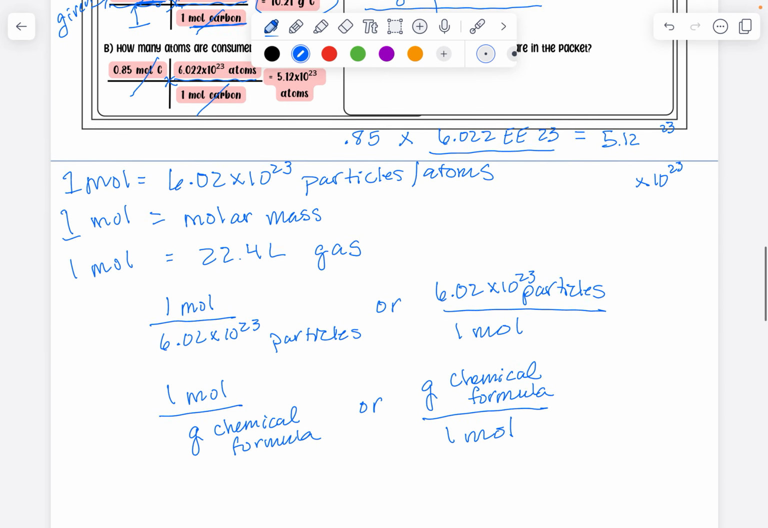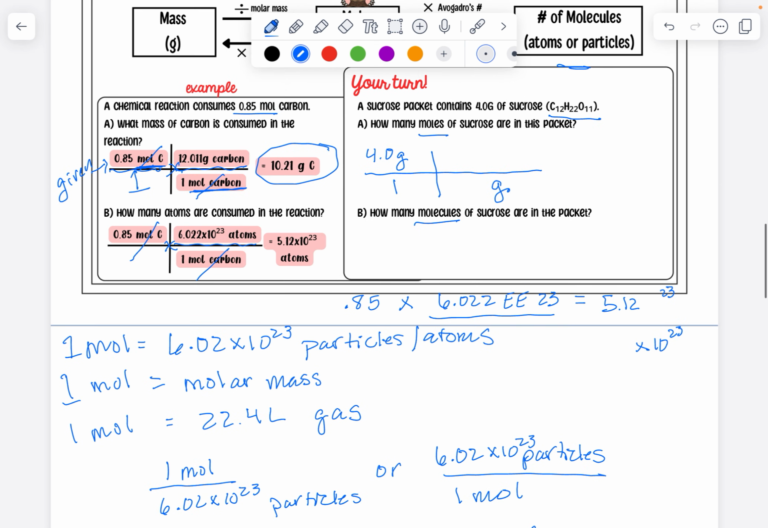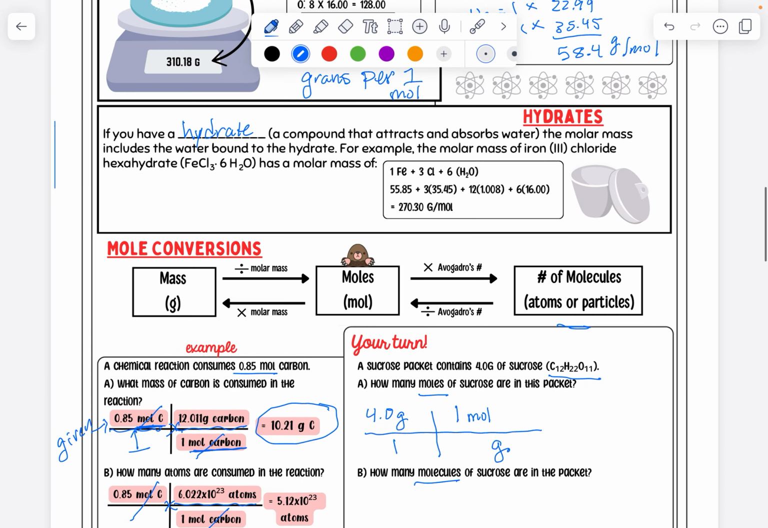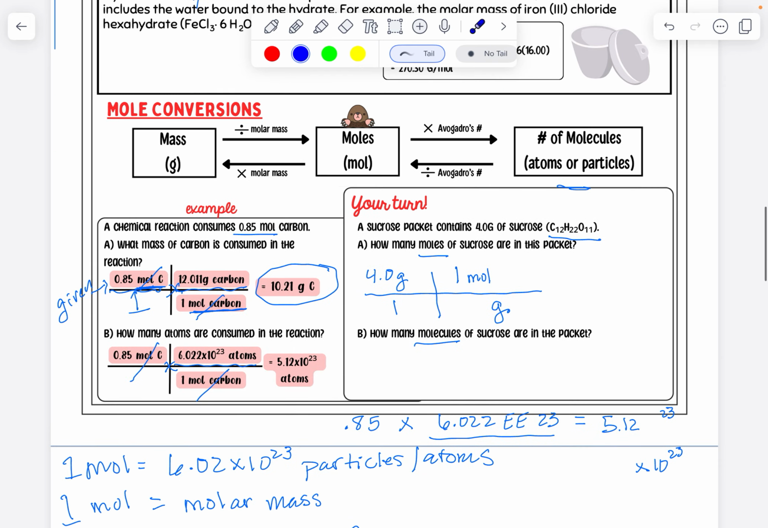Well, if I look here, I do. I have grams on the bottom here and moles here. That's my molar mass. So I put for every 1 mole of that sucrose I have, and we actually solved for it up here. This is the same chemical formula. I have 342.30 grams. So I'm going to plug that in, 340.32 grams of sucrose.